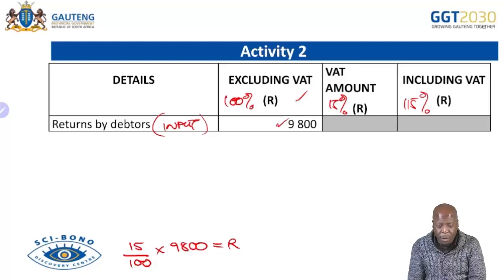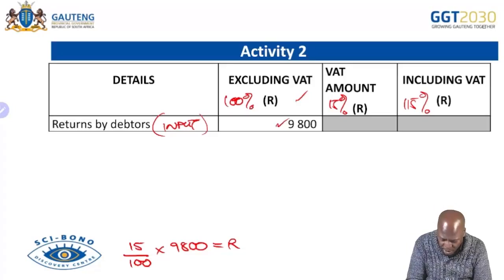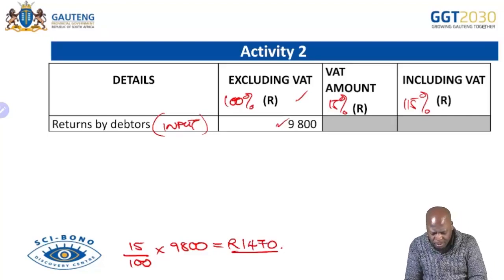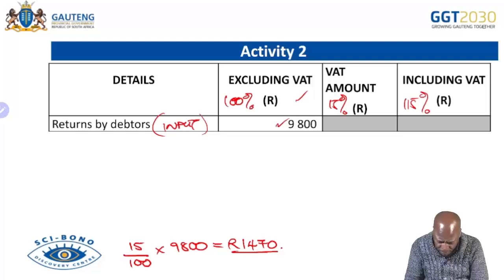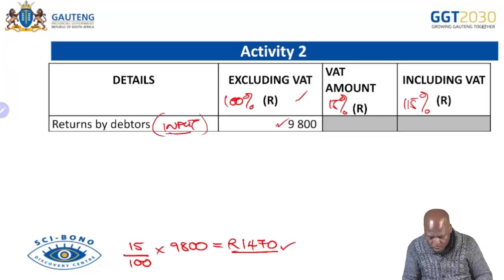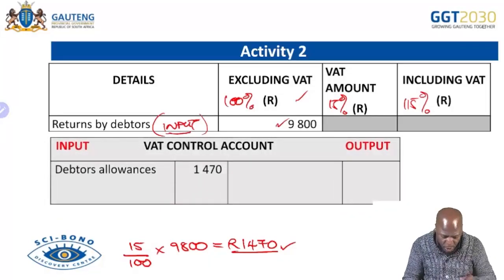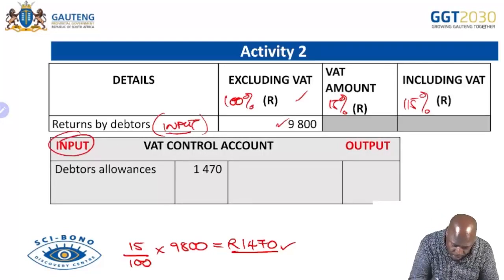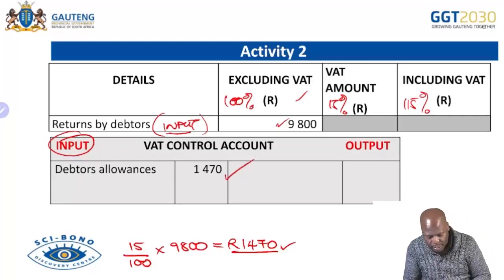I can see some of you guys are already doing that. Thank you. Someone is telling me, Mr. Simbi, I got 1,470. Can someone confirm that for me, please? Thank you. 1,470. Now, we already know this goes to the input. Let's quickly take it to the input. There you go. On my input, 1,470. What is it? Our debtors' allowances. Okay, let's quickly do the next one.